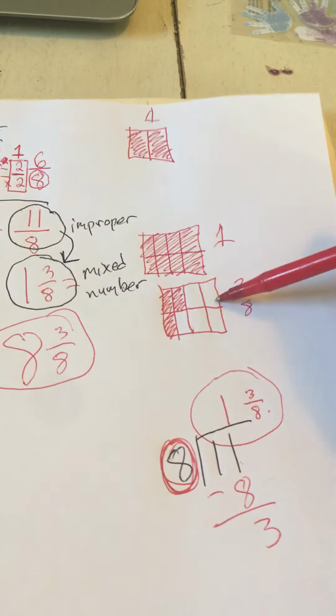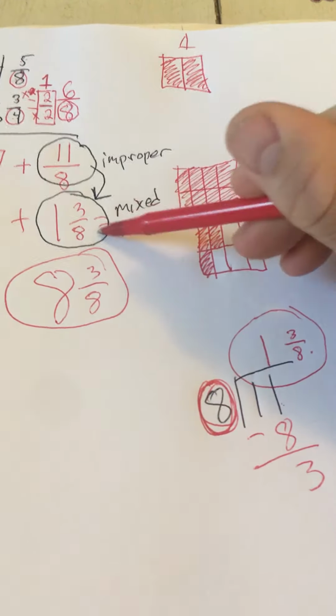1 times 8 is 8. Subtract, we have a remainder of 3. And we've been doing a lot of practice with writing the remainder as the numerator and the divisor, the number we divided by, as the denominator. And you see we get the same answer of 1 and 3/8 as we did when we drew this model. Okay, so 8 and 3/8 is the answer to that.